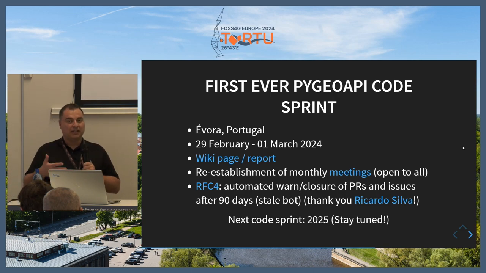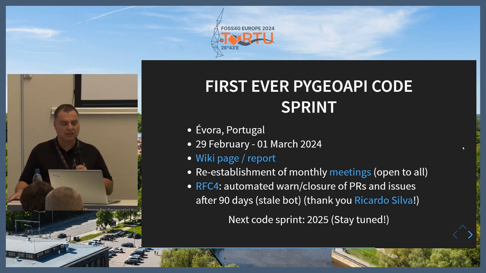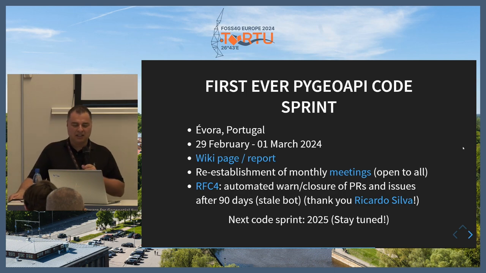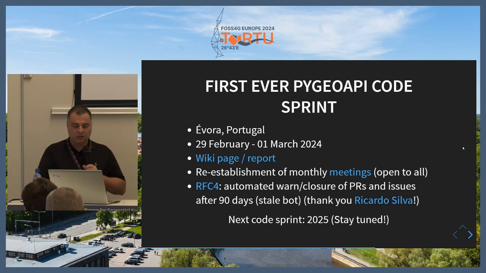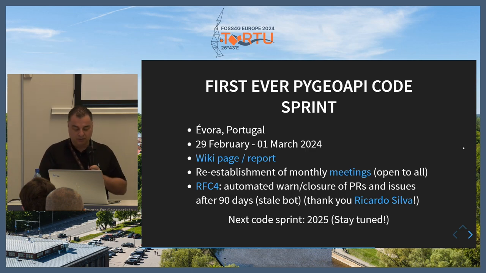That said, we did implement the policy that we would address any issue or pull request within, I think, 5 or 10 business days, so that it doesn't go unanswered and get closed for nothing. So a big thank you to Ricardo for implementing that in March. And our next code sprint will be in 2025. So stay tuned on the mailing list and on our social media for our next code sprint.